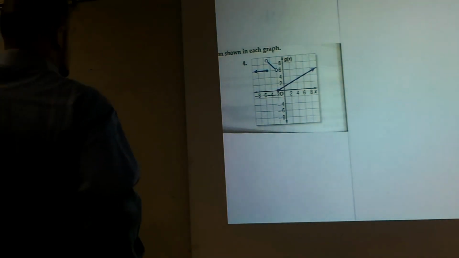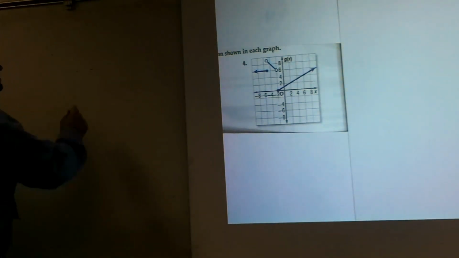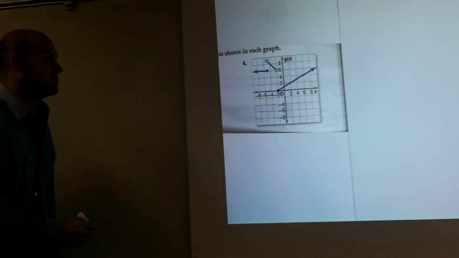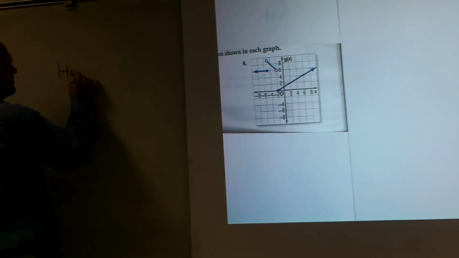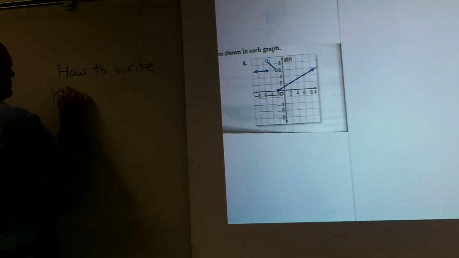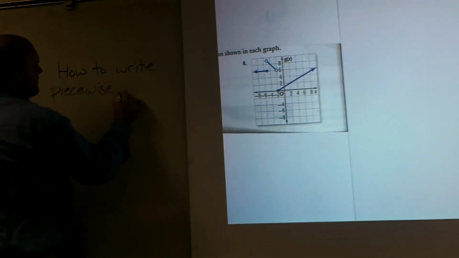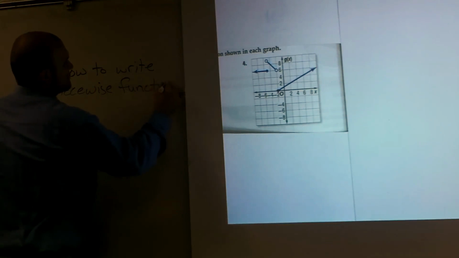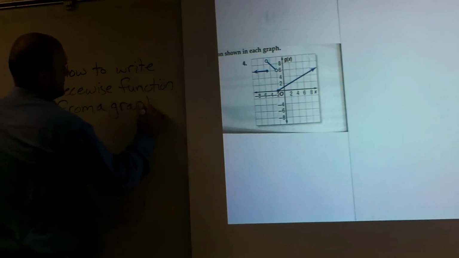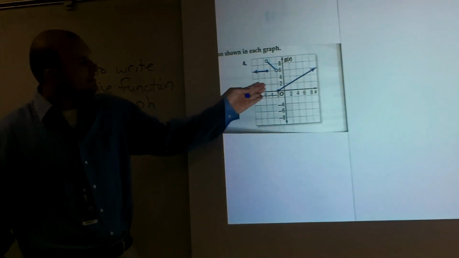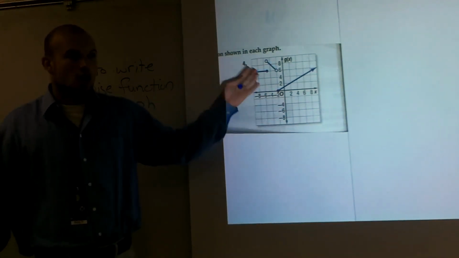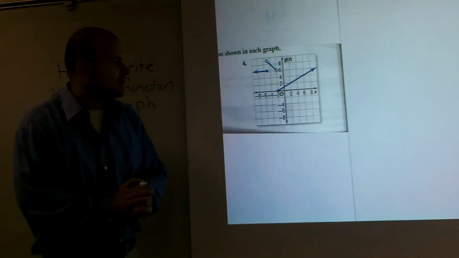All right, what I'd like to show you guys is, when given a graph of a piecewise function, how to actually write what the function is. So how to write a piecewise function from a graph. First of all, what we need to do is determine what our 3 equations are, because you have 3 different lines, all with different constraints. So we need to determine what our 3 equations are.